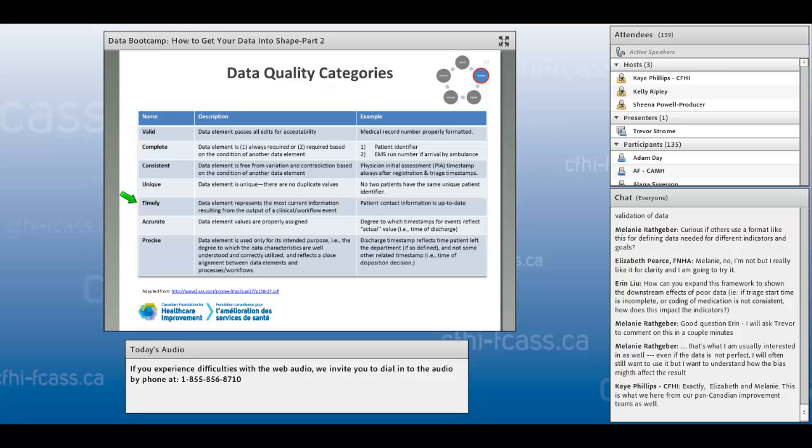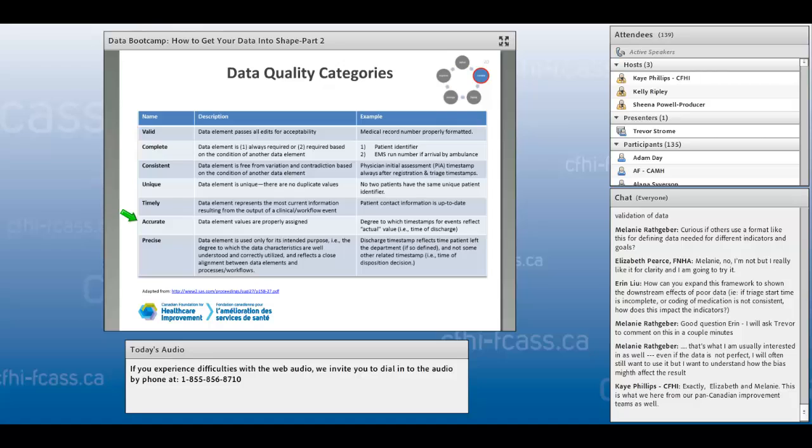Timeliness is an aspect that the data element represents the most current information that we have about a particular workflow or information about a patient, for example. And the next two are accurate and precise as data qualities. Accurate means, are the data element values properly assigned? And precise is that the data element is used only for its intended purpose.